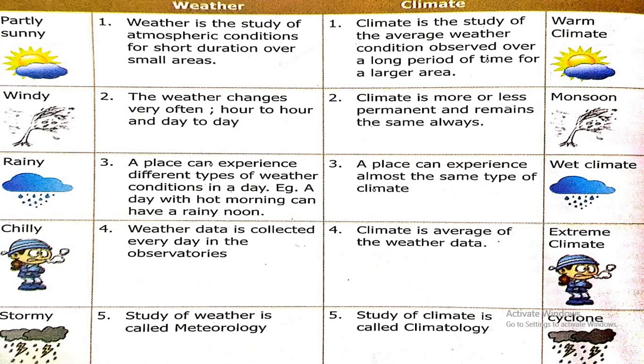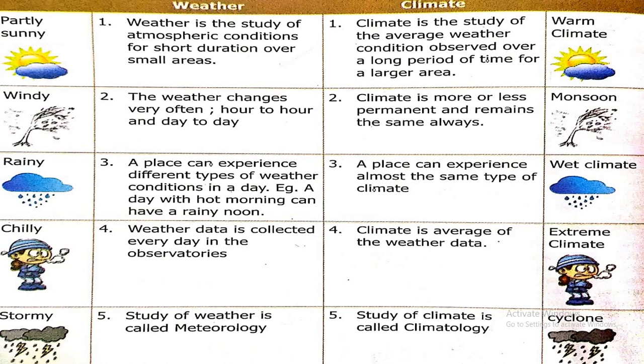That is, say, about 30 years of period. After that, they predict the climate of that place. This is what is meant by climate being the average of weather data. The study of weather is called meteorology and the study of climate is called climatology.